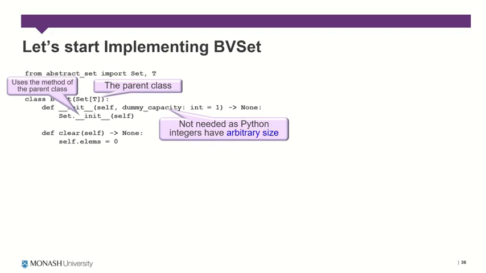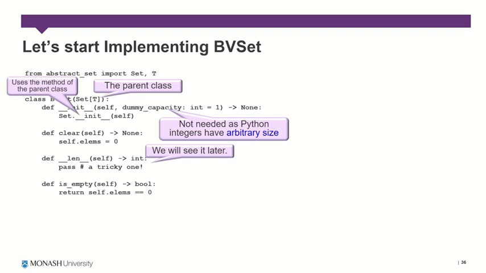Like before, we're going to have clear, so all clear does is set all bits to 0, and the way we do that is we set our integer, which is called elements, to 0. Length becomes a bit trickier. Remember, with the array implementation, it was pretty straightforward. We kept track of the size, but as we'll see, it's not so easy to see the number of bits that have been set to 1 in our bit vector.